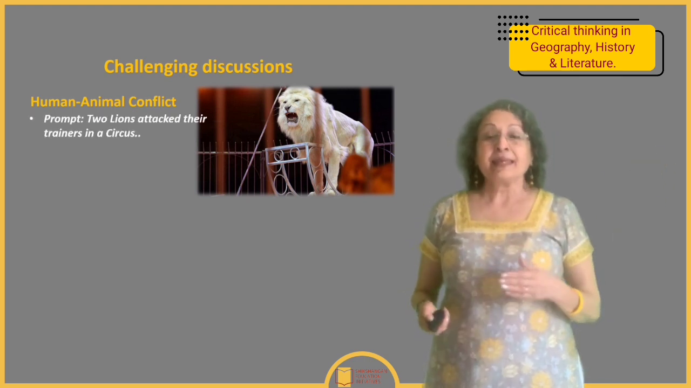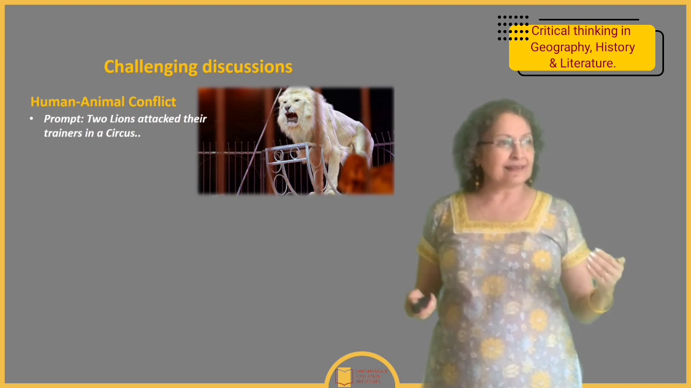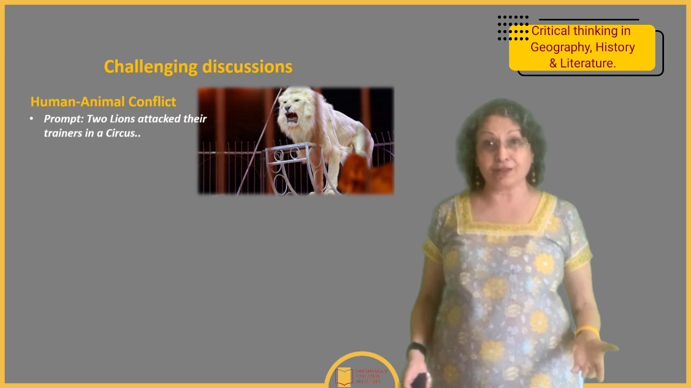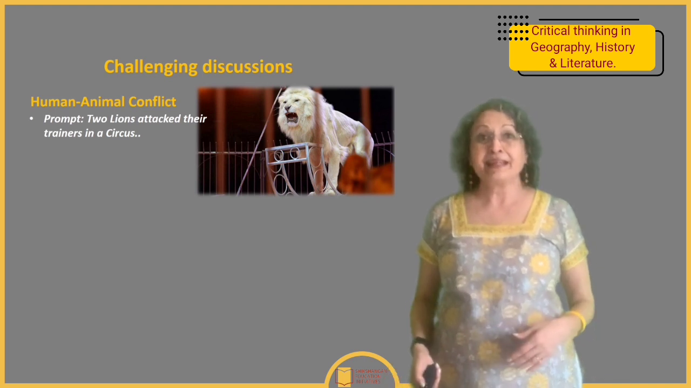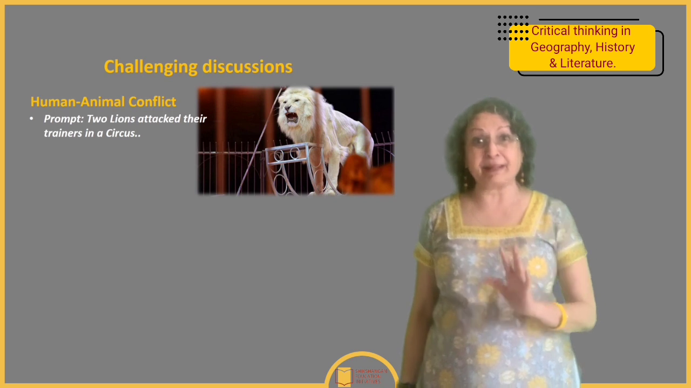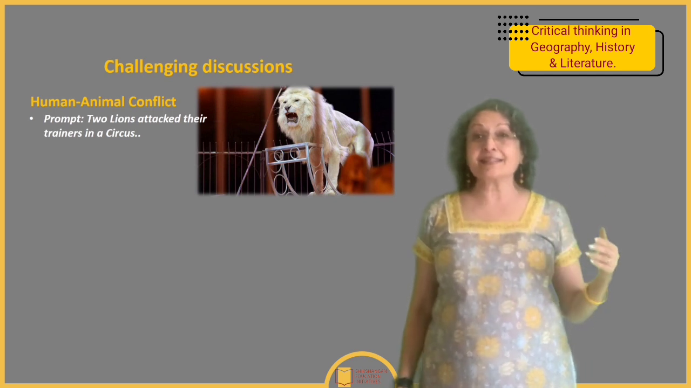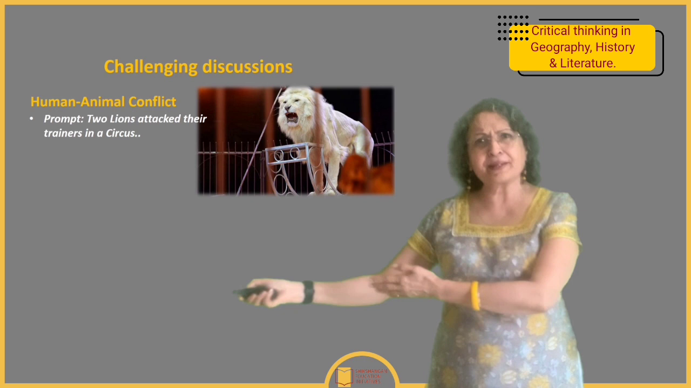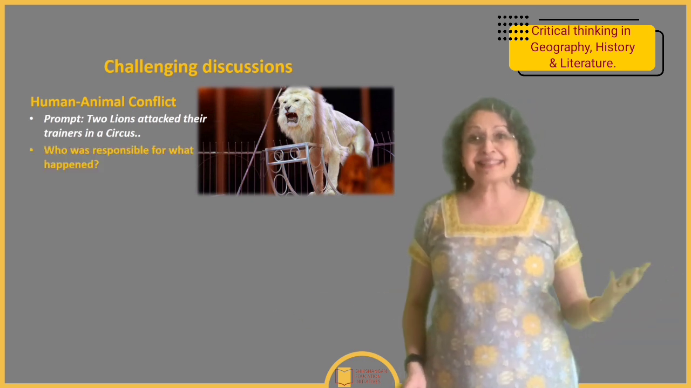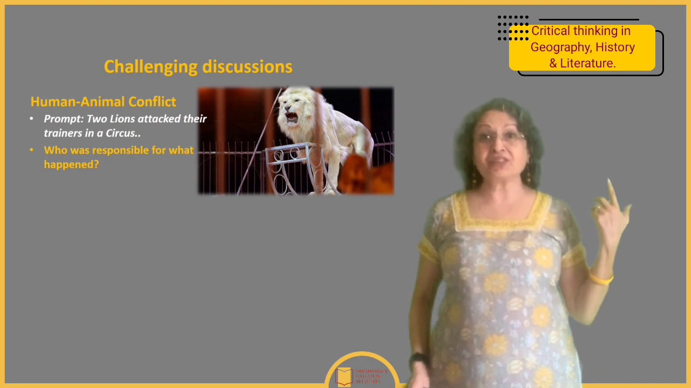As my last example for this: पेपर में एक अखबार में you saw an article about an animal and human conflict. ये तो होता रहता है. The prompt is the two lions attacked their trainers at a circus. But the critical thinking in the class, newspaper में आया हमने पढ़ा बाजू में डाल दिया. Rather than that, bring it to the class and say भाई ये हुआ. Let's discuss. Let's see आपके विचार क्या हैं.